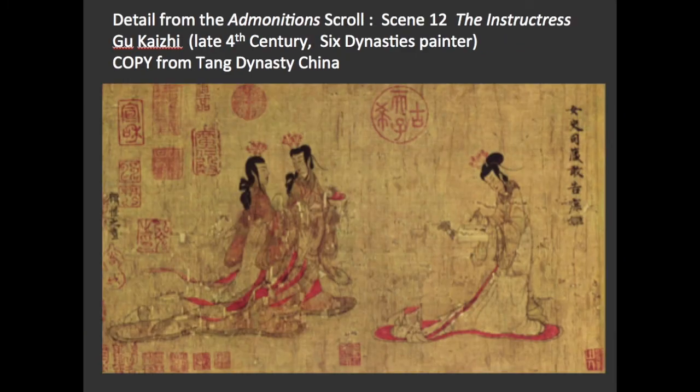This is a detail from the Admonitions of the Instructress to the Ladies of the Palace, another masterwork by Gu Kaizhi, and various scenes we will study. This particular series of scenes was painted onto a traditional hand scroll and narrated the courtly life of women during this time. Figure painting flourished in the Six Dynasties court, particularly with graceful, smoothly, finely drawn figures, such as those seen here in this copy from the Tang Dynasty. The original has not survived.